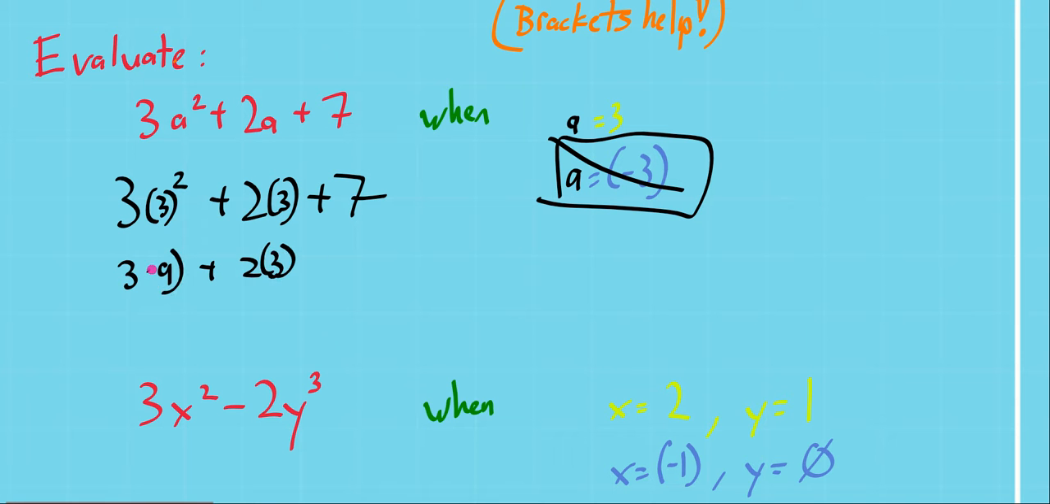But it's in brackets too. I'll do the same style. And now we do our multiplication from left to right. 3 times 9 will be 27. 2 times 3 will be 6. And 27 and 6 is 33. And 33 plus 7 is going to be 40.